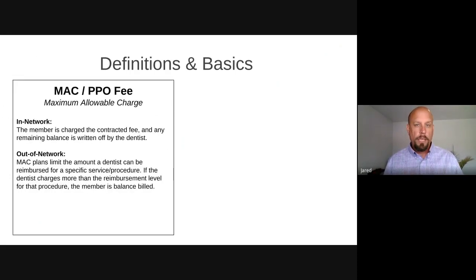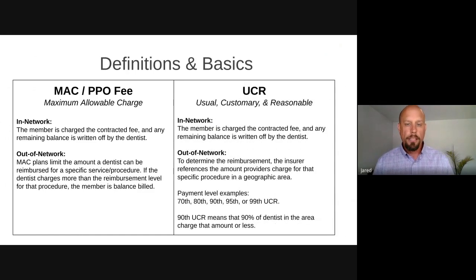MAC plans, also sometimes referred to as PPO fees, stands for maximum allowable charge. Now, I want to make the point that in network, these plans work the same, whether it's a MAC or a UCR plan. The member goes in, they're charged a contracted fee. If there's a balance left over, the dentist just writes that off. Now, if somebody on a MAC plan goes out of network, the MAC plan really limits the amount that a dentist can be reimbursed for a specific procedure. So if the dentist charges more than that amount, then the member's balance billed, and they do owe a balance.